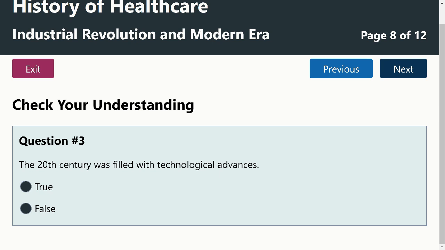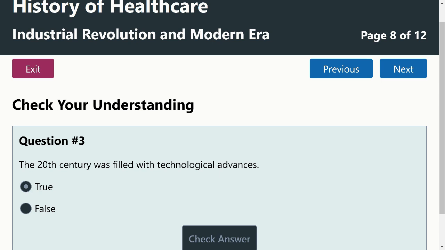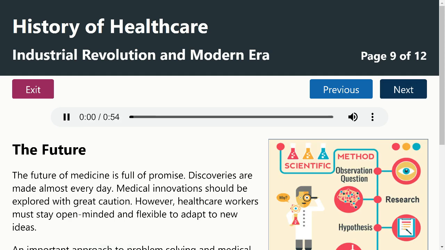The 20th century was filled with technological advances. True. The more time has passed, the more technology is going to come out. So, the future. The future of medicine.